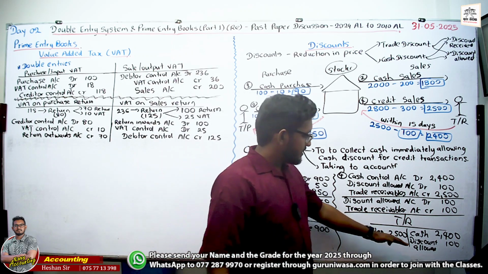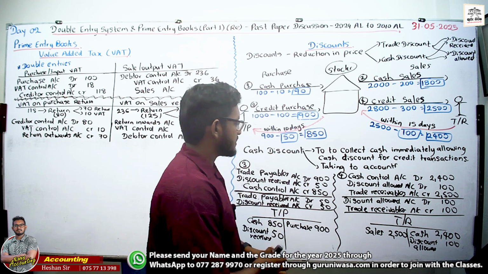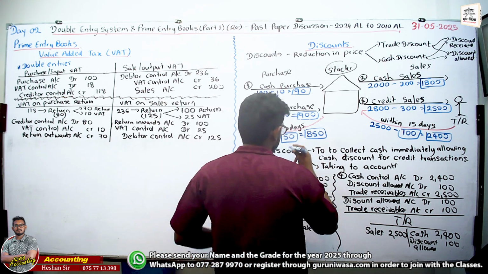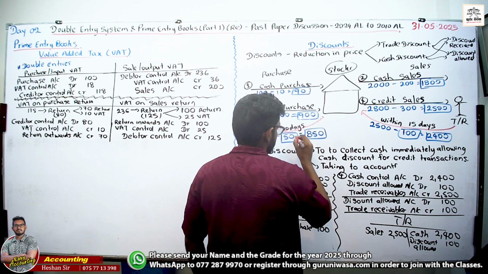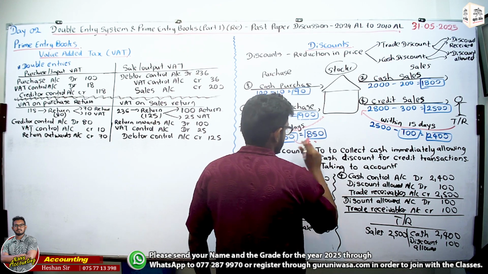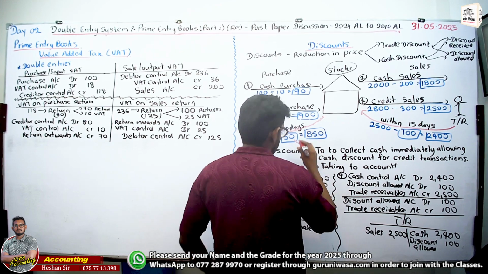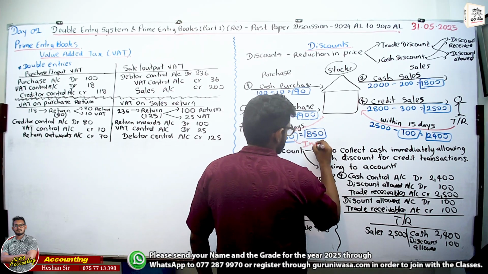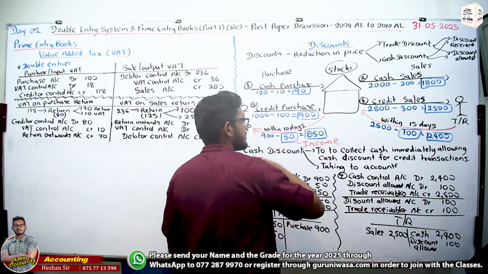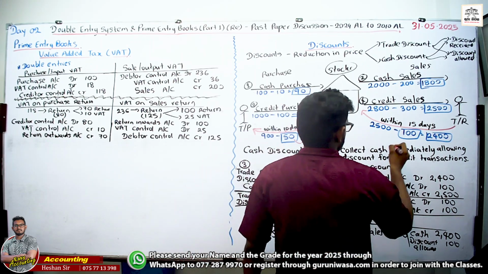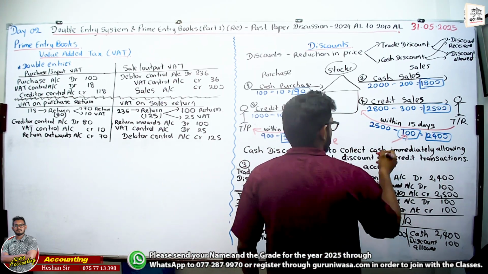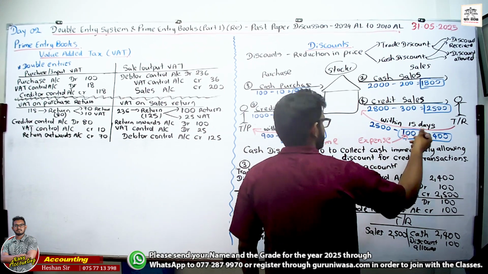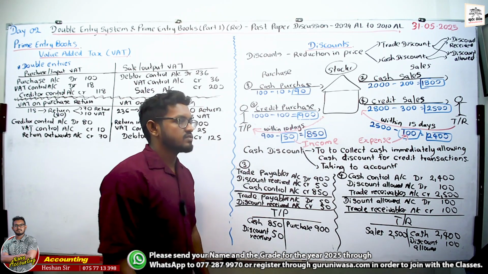Of what he does not pay, the discount received is an income to the business. This is cash discount received, an income to the business. When the amount payable is reduced by 50, that is income. When the amount receivable is reduced by 100, it is an expense to the business. This is cash discount allowed, cash discount received. Send me a thumbs up.